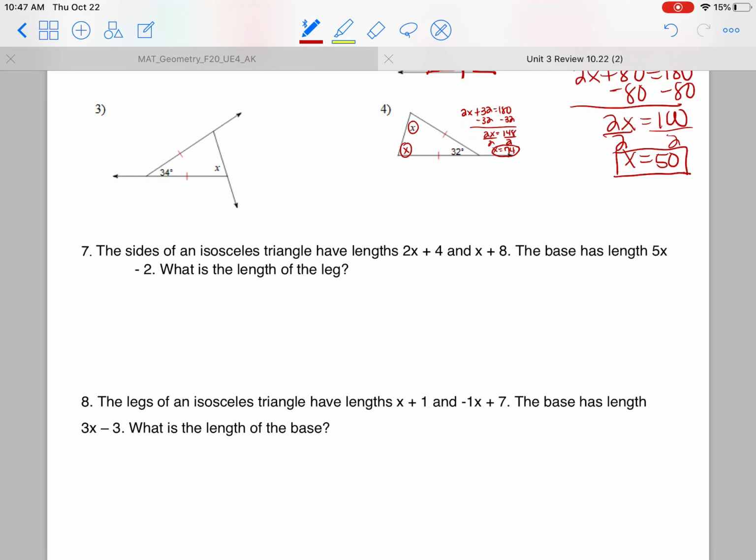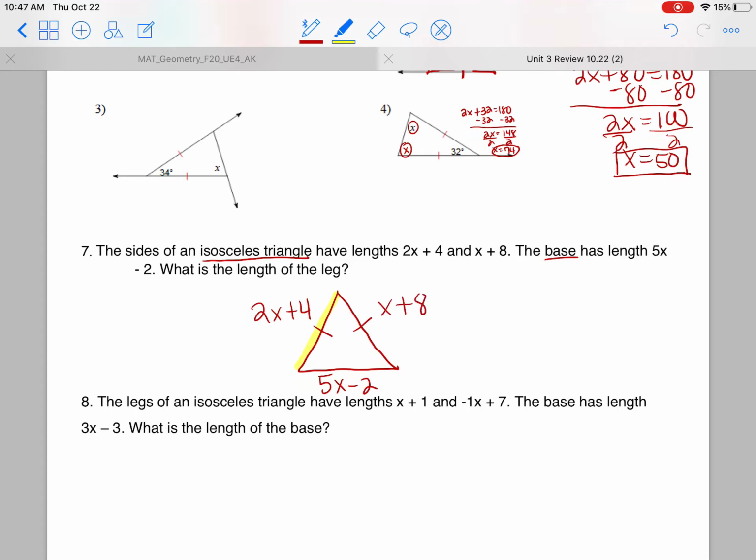And problem 7 says, the sides of an isosceles triangle have the legs of 2x plus 4 and x plus 8. The base has the length of 5x minus 2. What is the length of the leg? So they're telling you that this is an isosceles triangle. So once again, we're going to redraw an isosceles triangle, recalling that an isosceles triangle has two sides that are equal. They're saying the base, which is the side that is not congruent, will be 5x minus 2. So this side right here is 5x minus 2. The other two sides, one is 2x plus 4, and the other one is x plus 8.